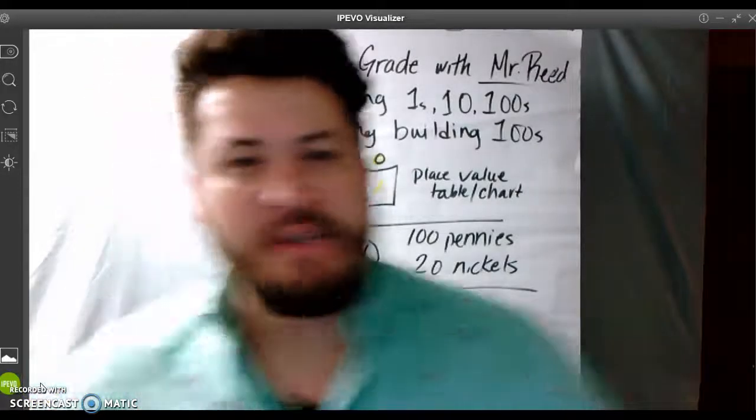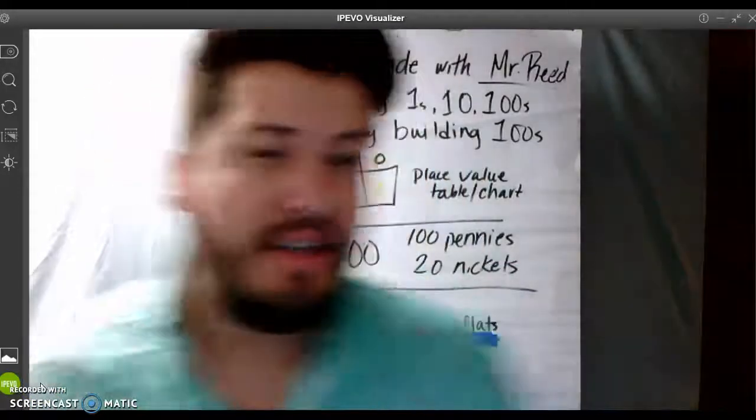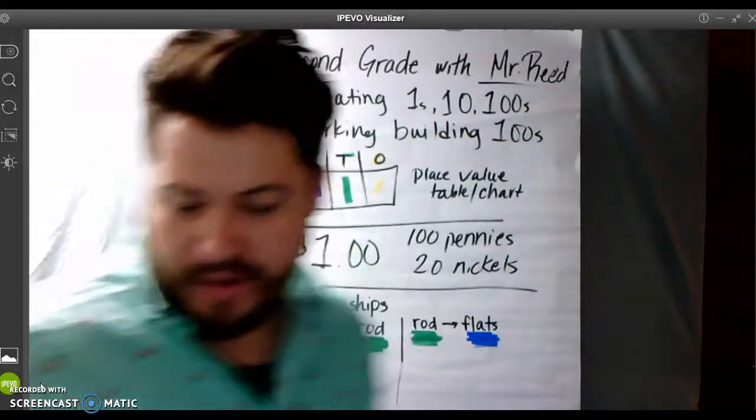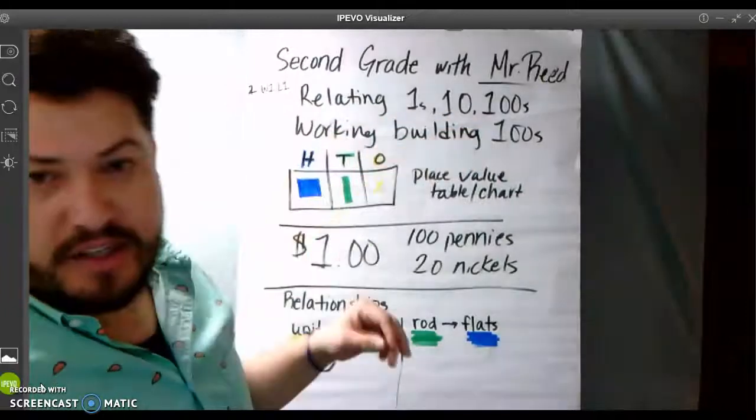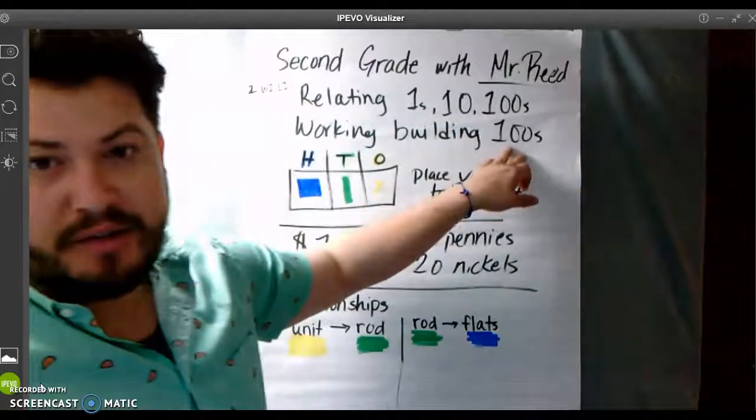Hey, second grade, so we're just about done with our learning for the day. Let's go ahead and look at some of the understandings we had from this week or today's lesson. We're working with relating ones, tens, and hundreds to each other, working on building those hundreds, right?